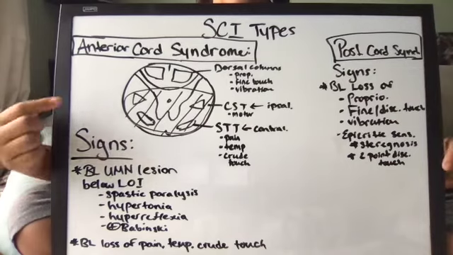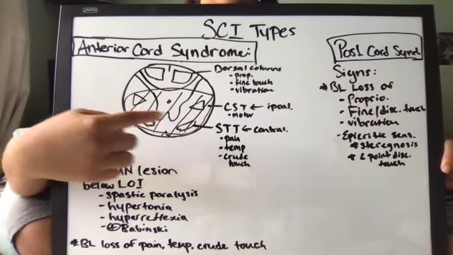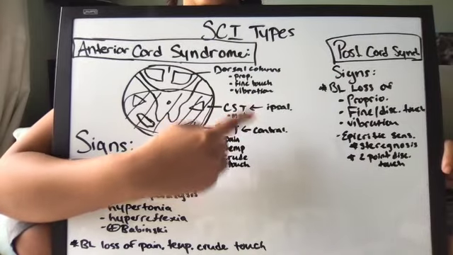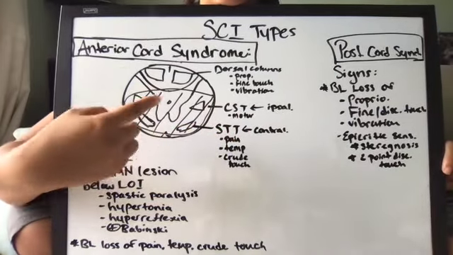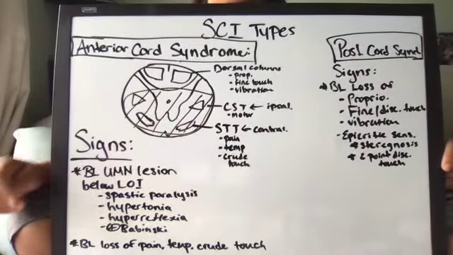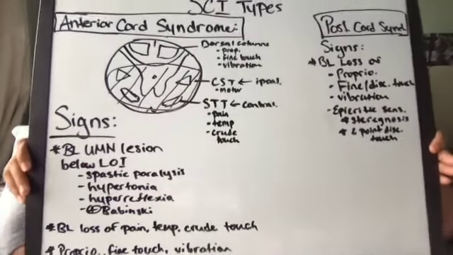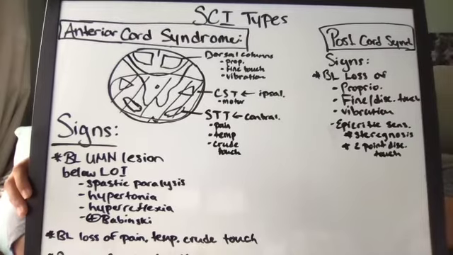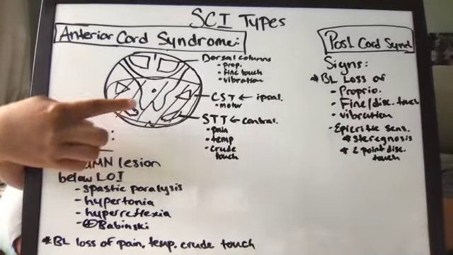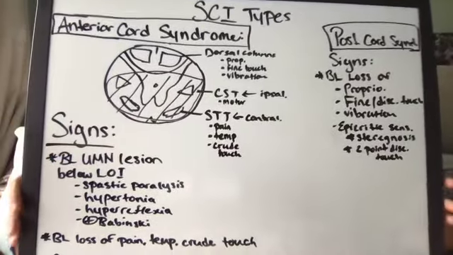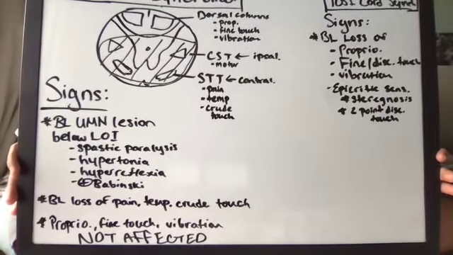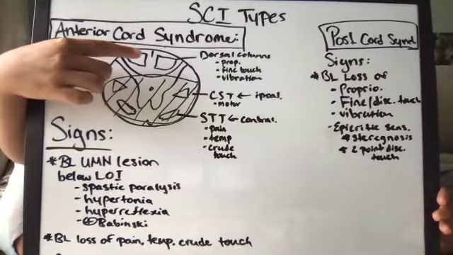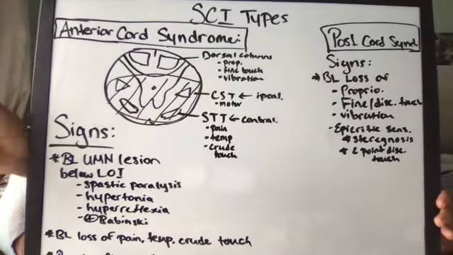What else will you see? What else is affected? Well, remember, our spinothalamic tracts are affected. And this time, it doesn't matter ipsilateral or contralateral, because all of it's affected on both sides. So what are you going to get? Bilateral loss of pain, temperature, and crude touch, because that's what the spinothalamic tracts are responsible for. What else? You're going to see that proprioceptive, fine touch, and vibration are not affected. As I said, the dorsal columns are good to go.